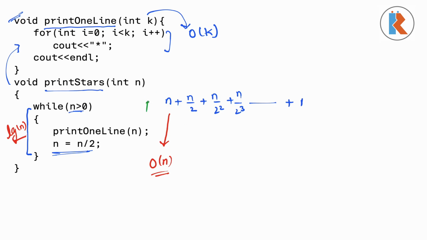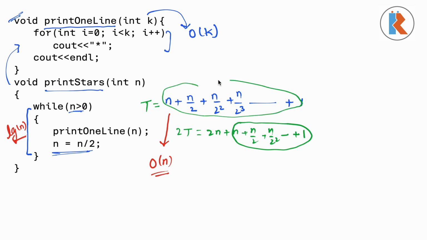Just assume that the sum of this entire GP series is equal to t. Now, if you multiply both sides by 2, you will get 2t is equal to 2n plus n by 2 plus n by 2 square plus so on plus 1. Now, you will notice that this series is exactly the same as this series, which is equal to t. This implies that 2t is equal to 2n plus t, which means that t is equal to 2n, that is big O of n. So this is how we can find the time complexity.